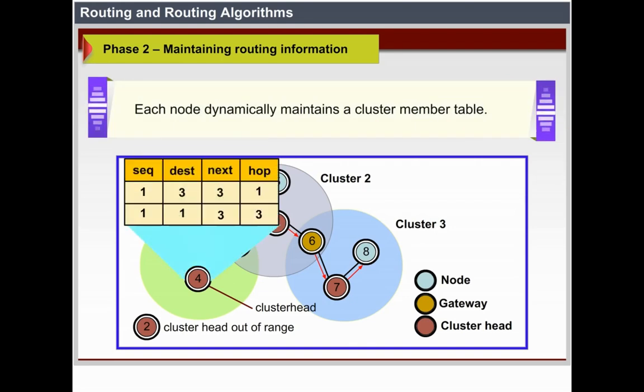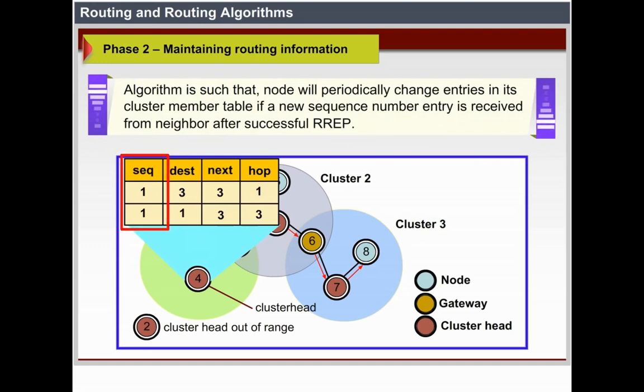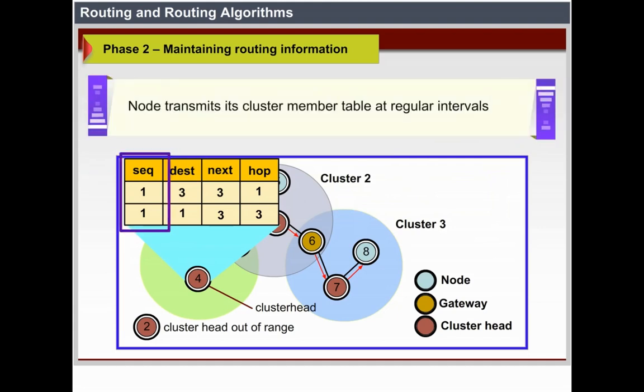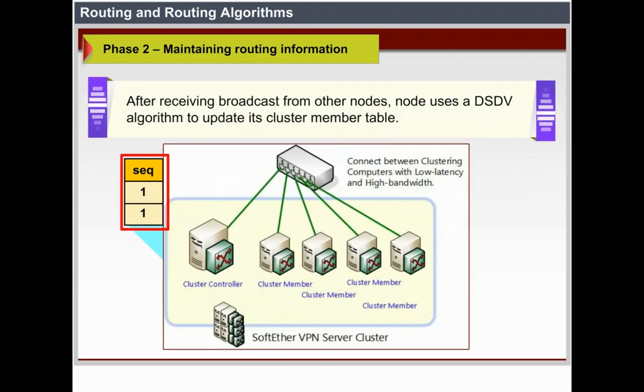Each node dynamically maintains a cluster member table. In the algorithm, a node periodically changes entries in its cluster member table when a new sequence number entry is received from a neighbor after a successful RREP. Table rows map each node to its own cluster head. A node transmits its cluster member table periodically. After receiving broadcasts from other nodes, the node uses a DSDV algorithm to update its own cluster member table.